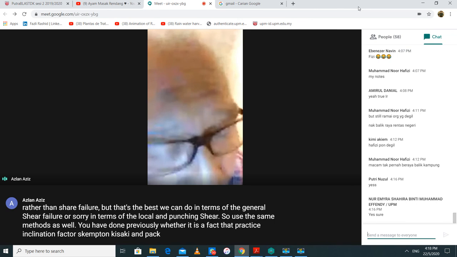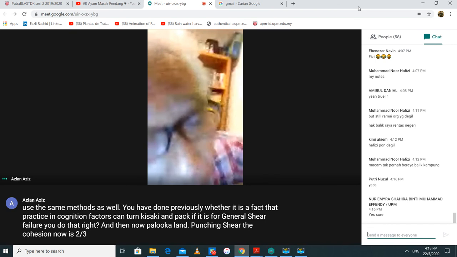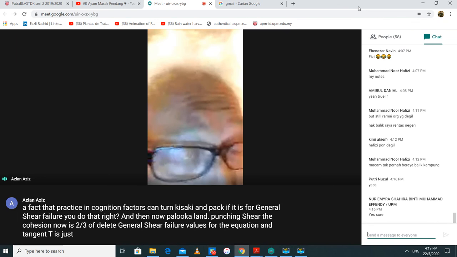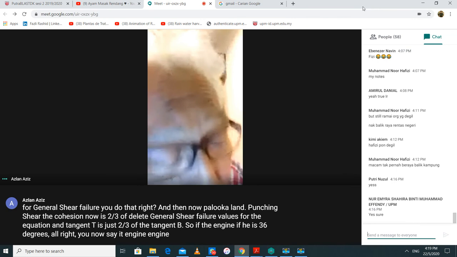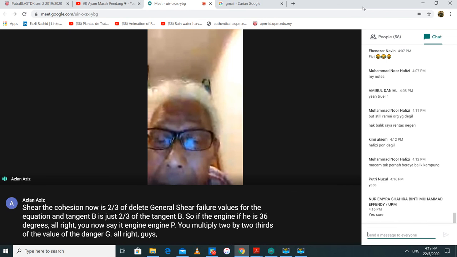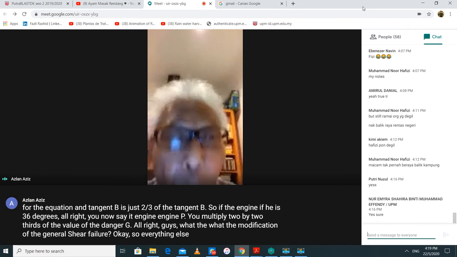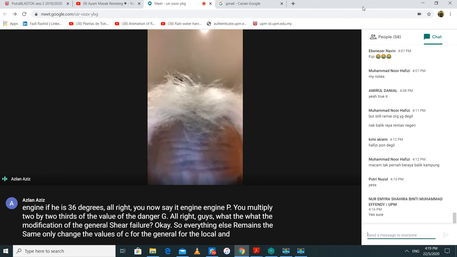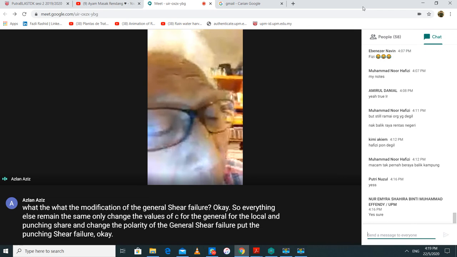If it is for general shear failure, you do that. And then for local and punching shear, the cohesion is now 2/3 of the general shear failure value for the cohesion, and tan phi is just 2/3 of tan phi. So if phi is 36 degrees, you take tan phi and multiply by 2/3 of the value of tan phi. All right, guys, that is the modification of the general shear failure. Everything else remains the same, only change the values of c for the local and punching shear, and change the phi of the general shear failure for the punching shear failure. Okay, all right, now coming back to this equation.